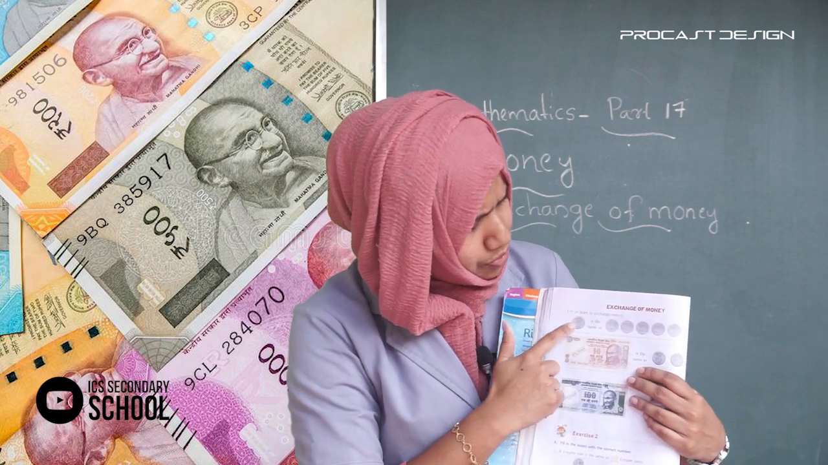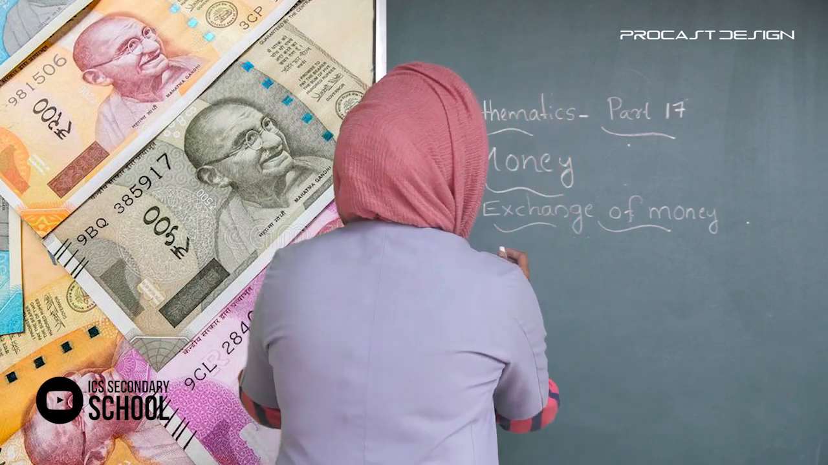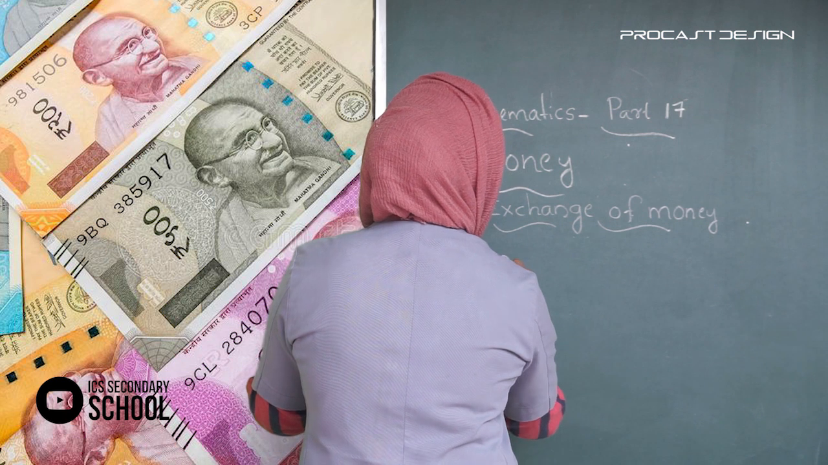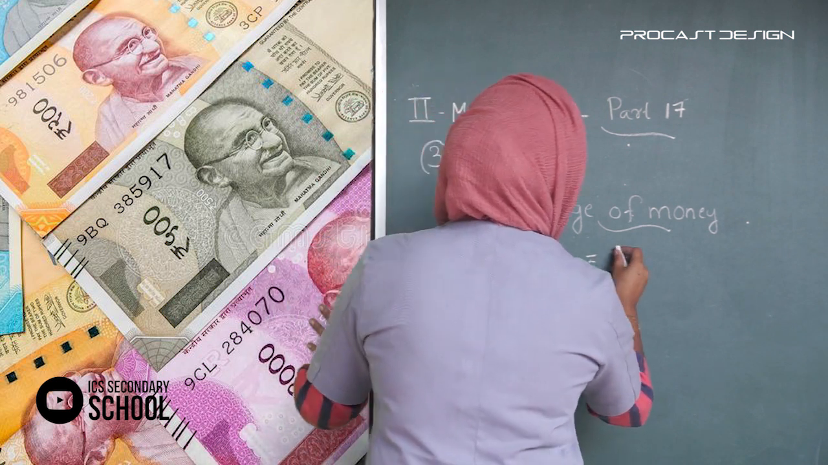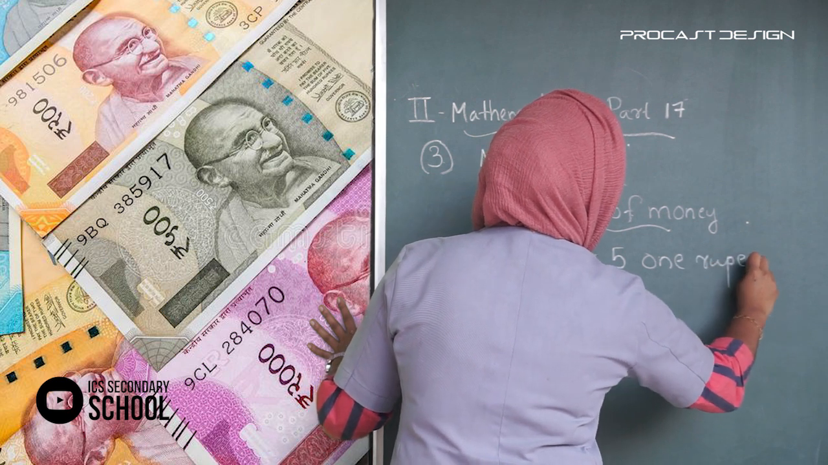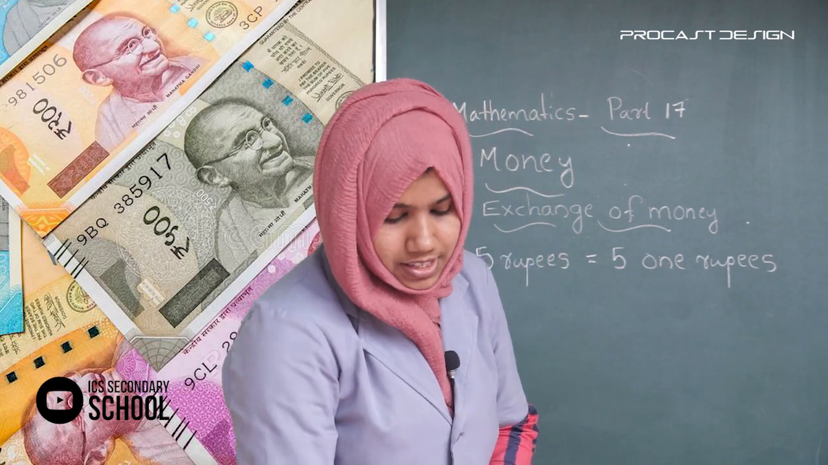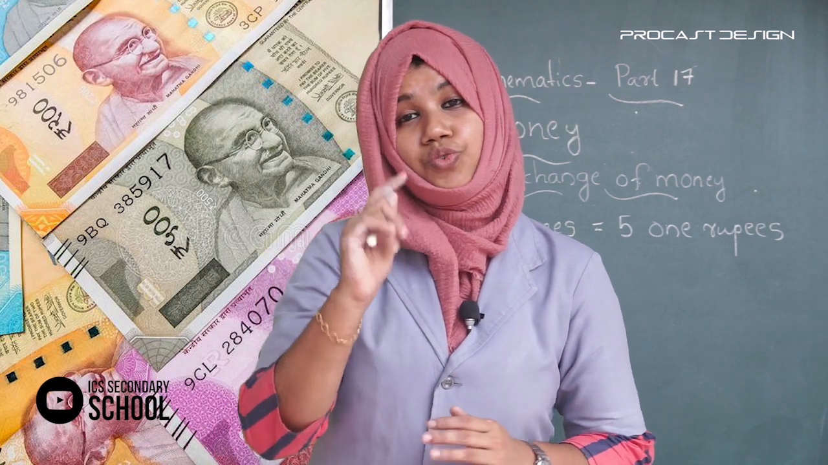Everybody has seen. So here a 5 rupees coin is the same as 5 1 rupees coins. 5 rupees is the same as 5 1 rupees. Second one, there is a 10 rupees note, and a 10 rupees note is the same as 2 5 rupees coins.